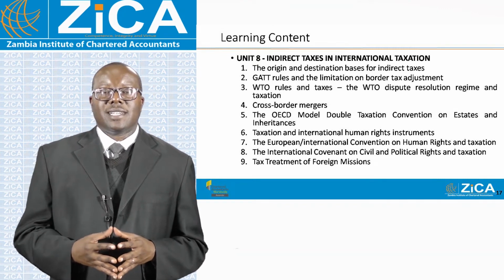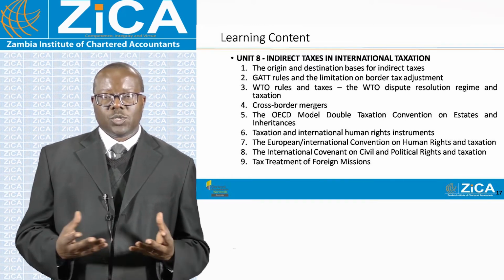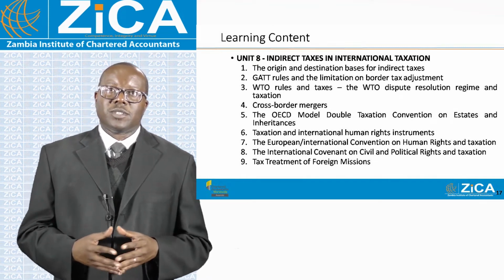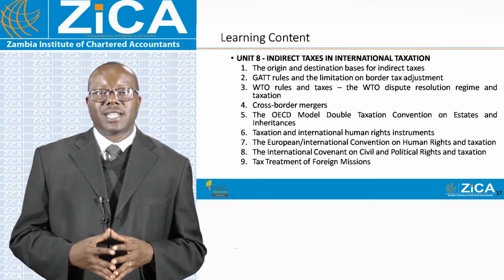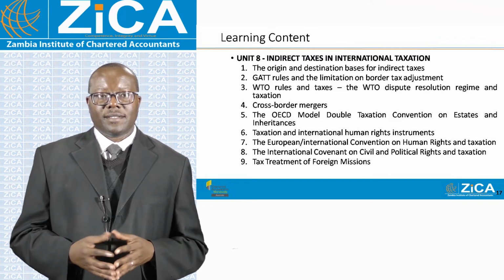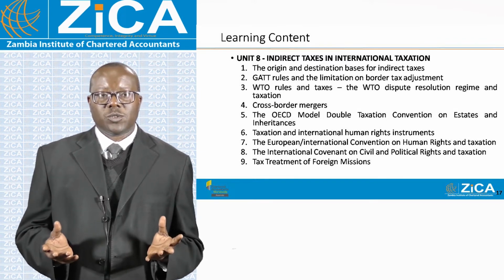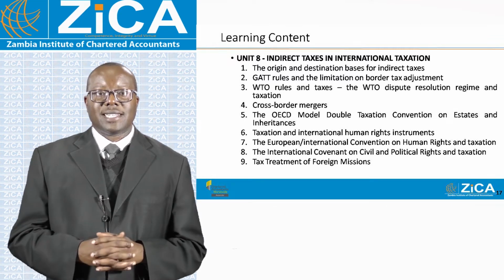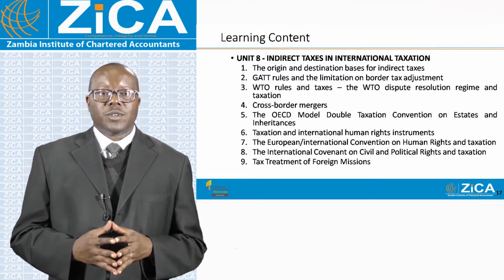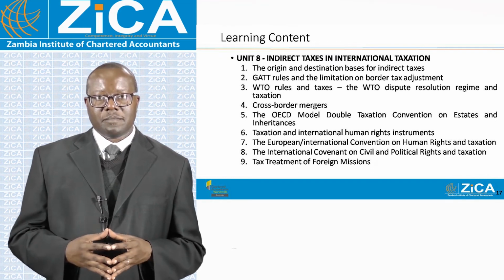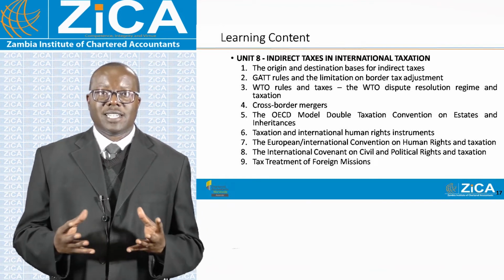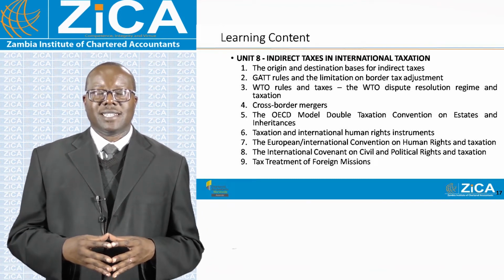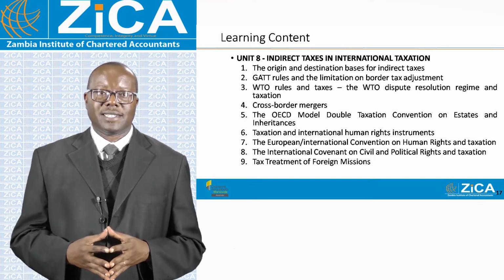1. The origin and destination bases for indirect taxes. 2. The General Agreement on Tariffs and Trade, GATT, rules and the limitation on border tax adjustments. 3. World Trade Organization rules, WTO rules, and taxes. 4. Cross-border measures. Measures involving two companies or more which are physically located in two or more different states.